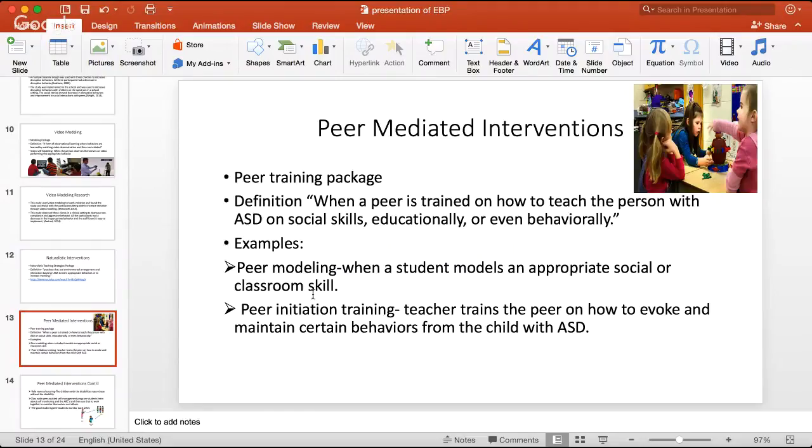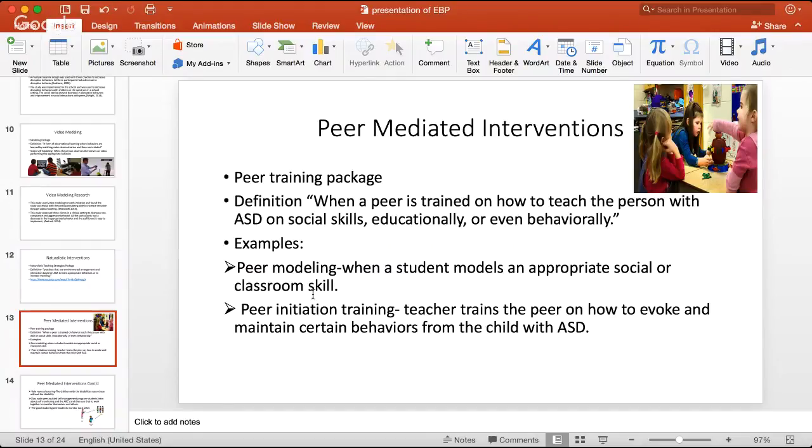One is peer modeling, when a student models an appropriate social or classroom skill. There's peer initiation training. This is where the teacher actually trains the peer on how to evoke and maintain certain behaviors from the child with autism. So they're actually trained on autism, so they're better able to understand how to work with these children, which has shown in studies to increase communication in the child with autism.